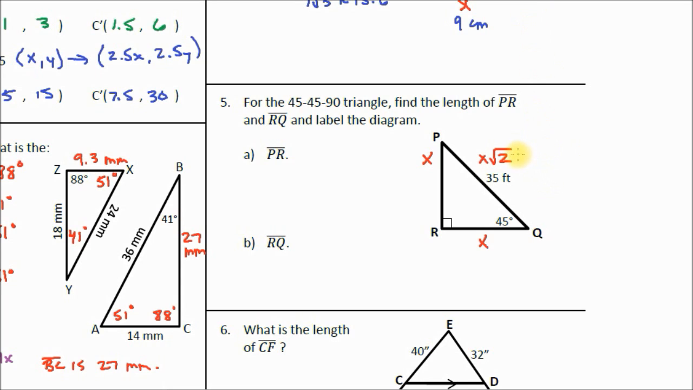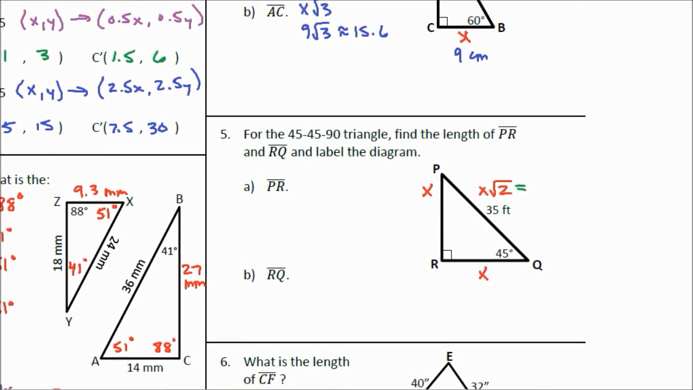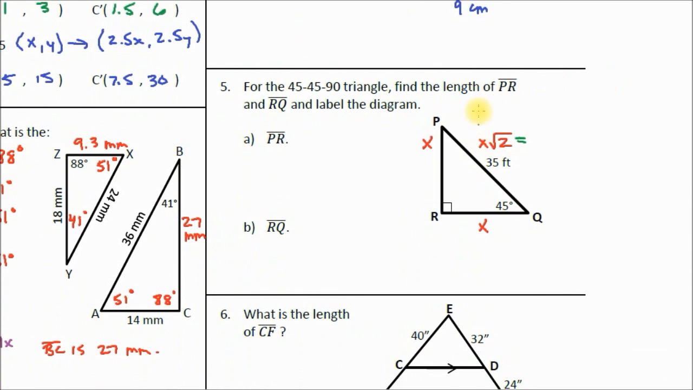Well, class, all we got to do is put this equals here. We know that the hypotenuse is 35. That means we know that x times the square root of 2 is equal to 35. Let's write that out. Looking for PR. We know that x times the square root of 2 must equal 35.